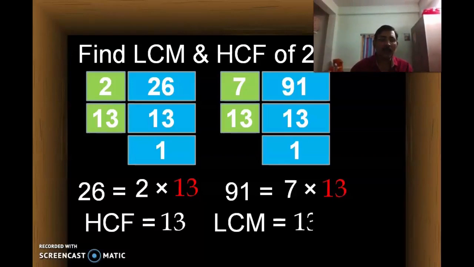First we consider the common factor multiplied by the factors other than common factor in the first number, that is 2, into factors other than common factor in the second number, that is 7. So LCM is 13 into 2 into 7, which is equal to 182.